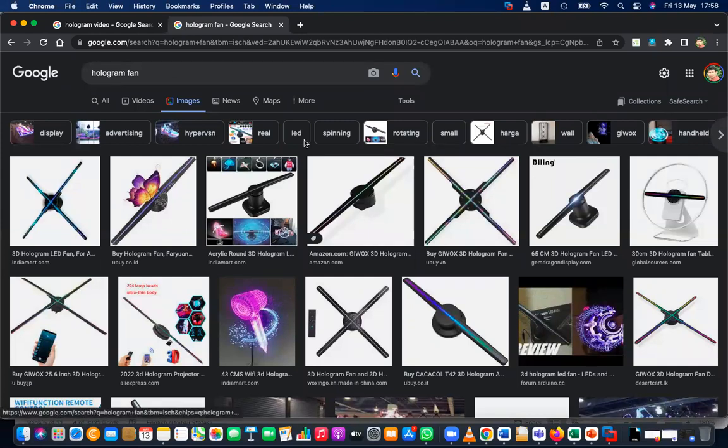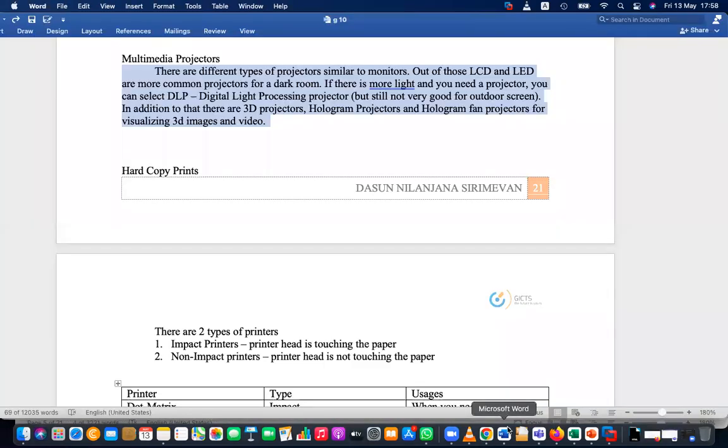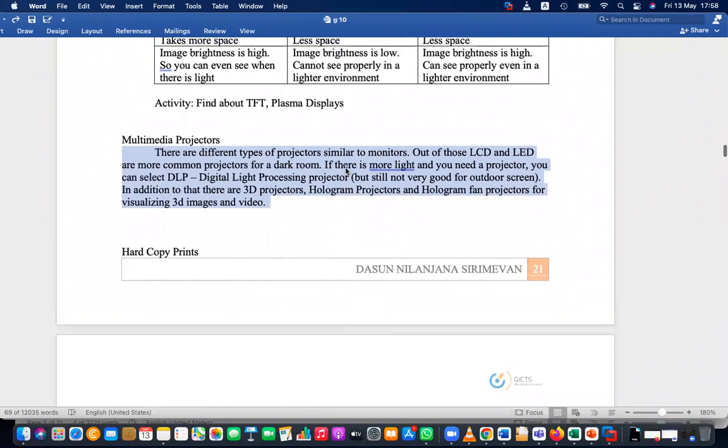Right. So let's move to the next part, making the diamond-like hologram. I hope you have written this part, right? Multimedia projects. Okay, let's move to the next.